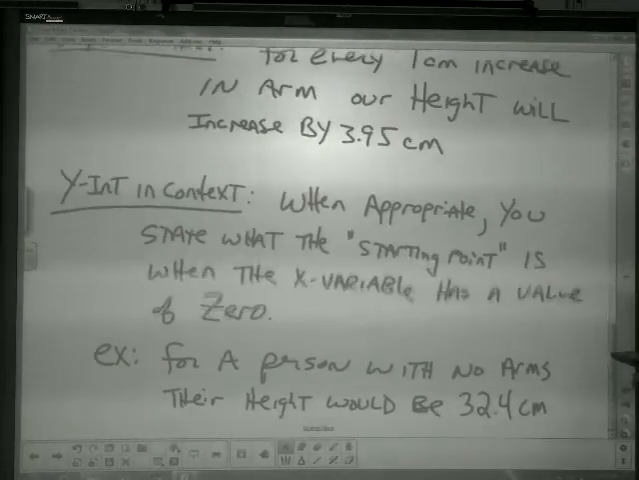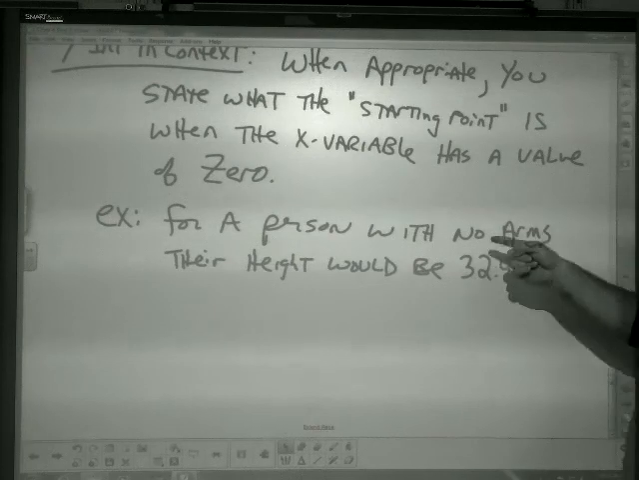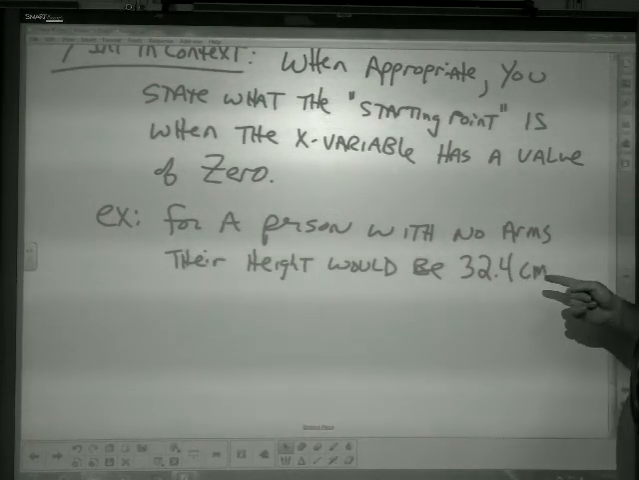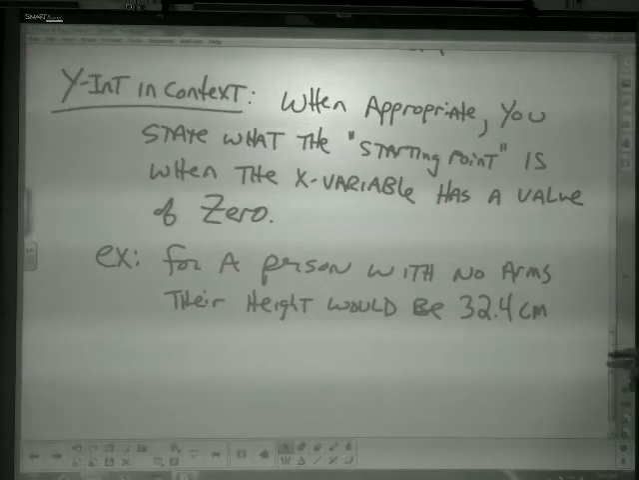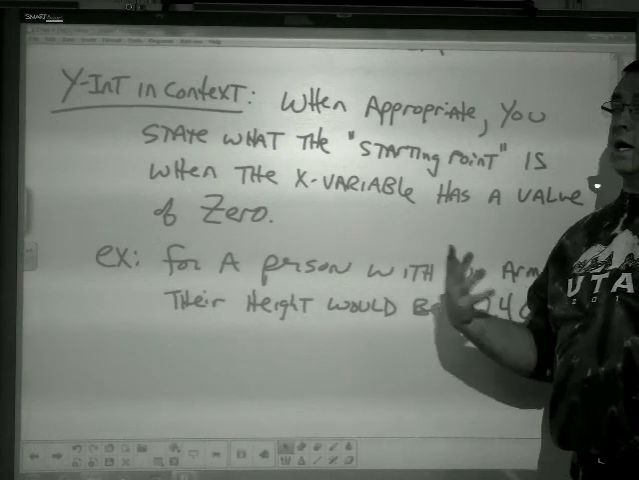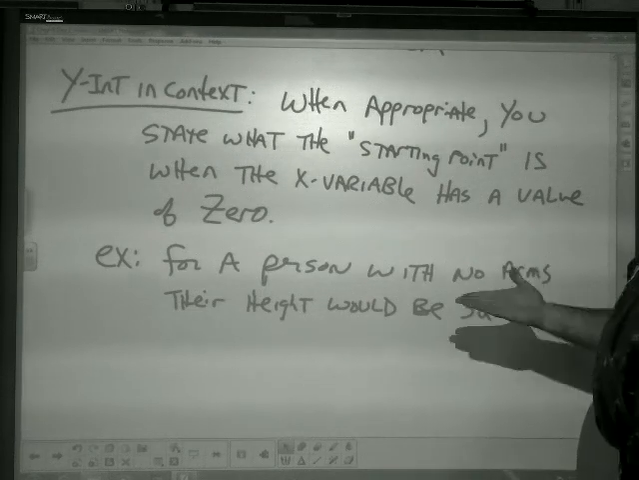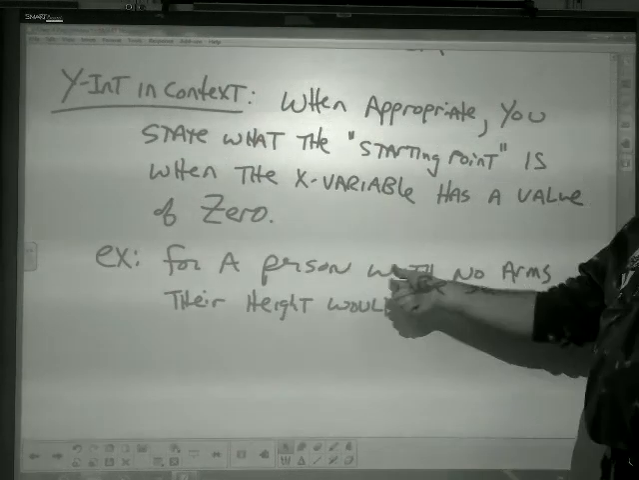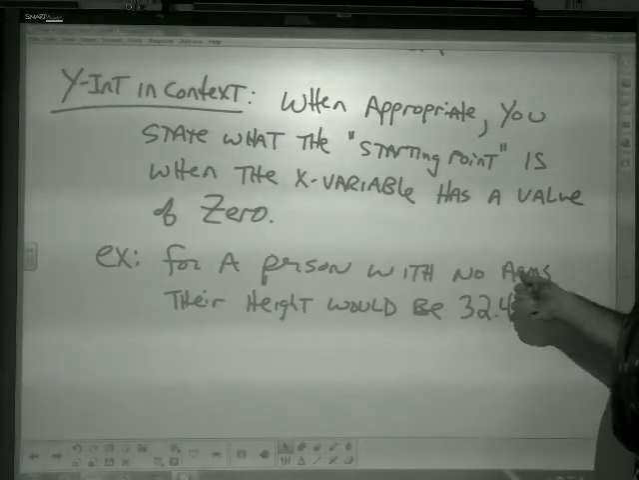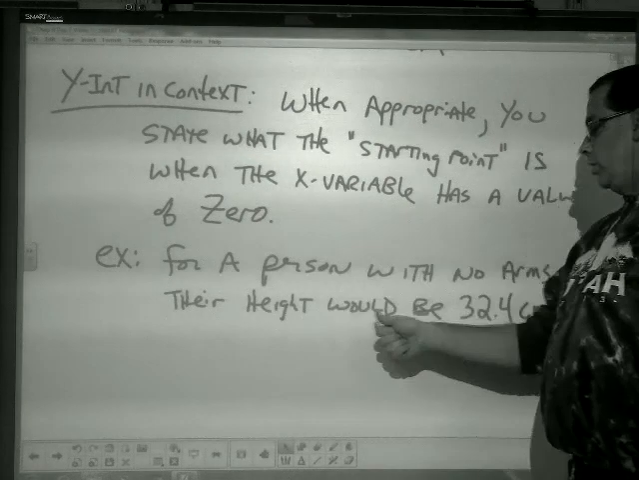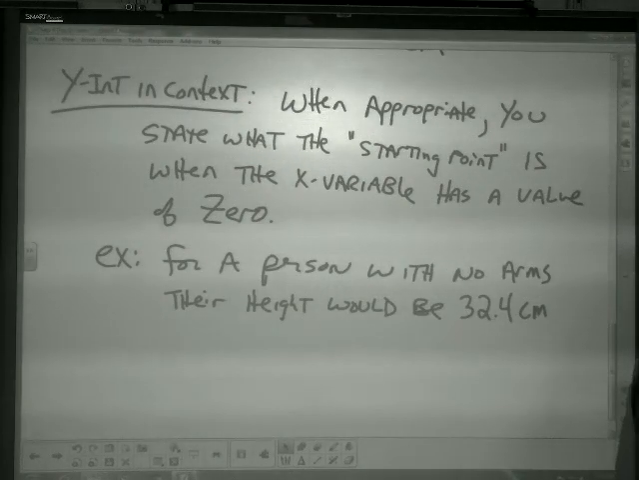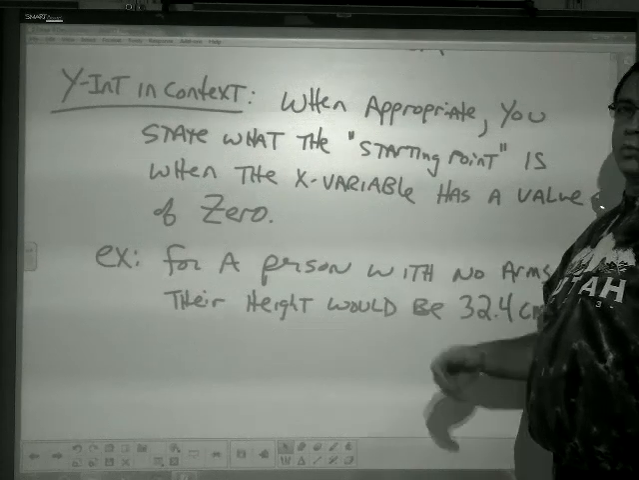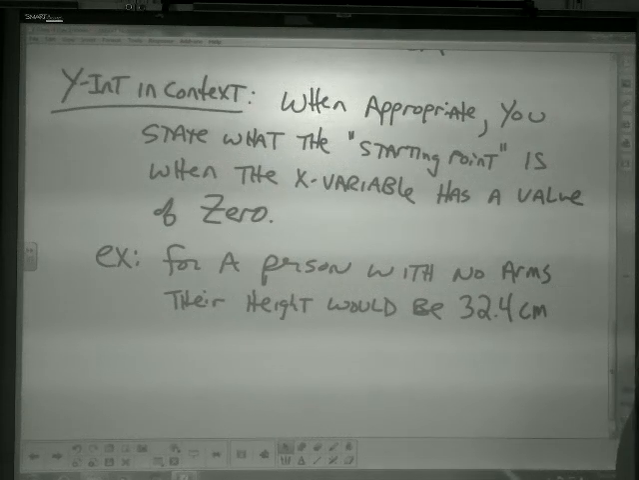So let's see how silly this sounds. Okay? For a person with no arms, the height would be 32.4 centimeters. Again, probably not too useful to us right now or not too appropriate. Other times it is useful and appropriate. But when you state the y-intercept in context, you talk about, for whatever situation you're working with, when that has a value of 0, what is the y variable going to be? And there's times when it's appropriate to use it and times when not. And we're going to work on problems now in which we have to state the slope and y-intercept in context as well. And that's it.